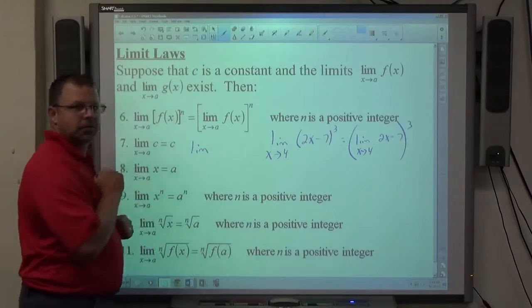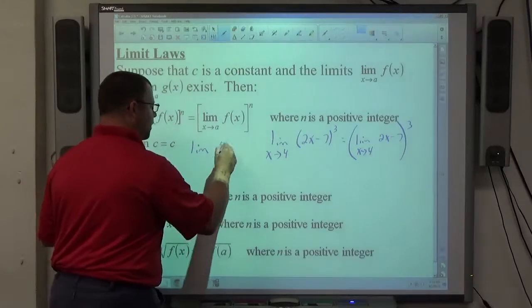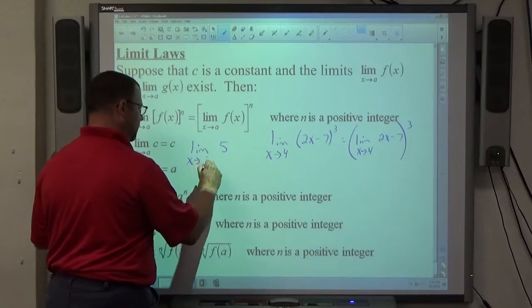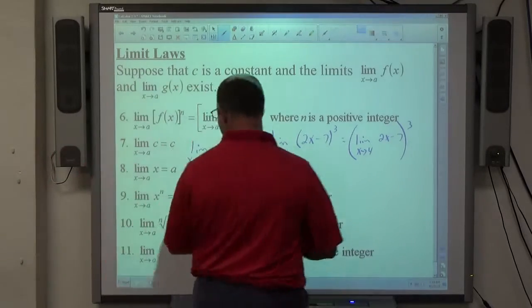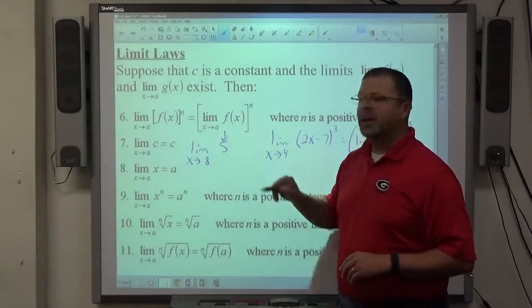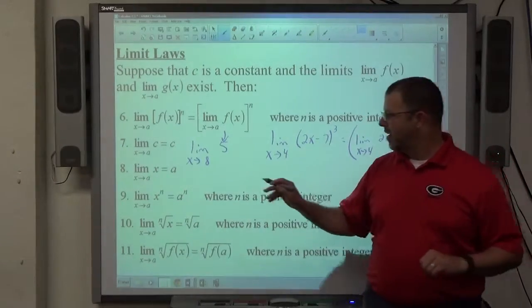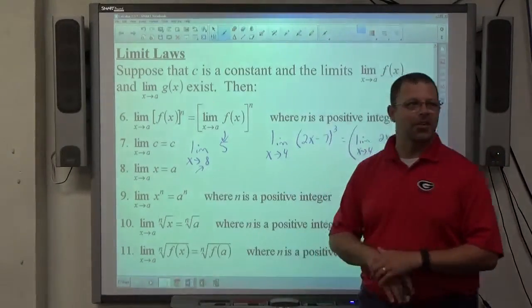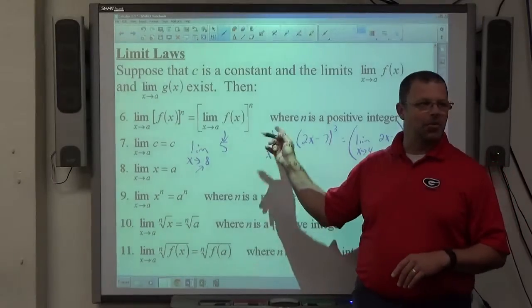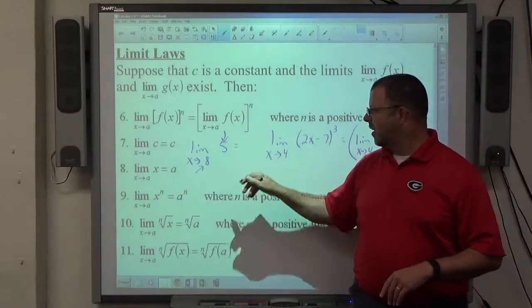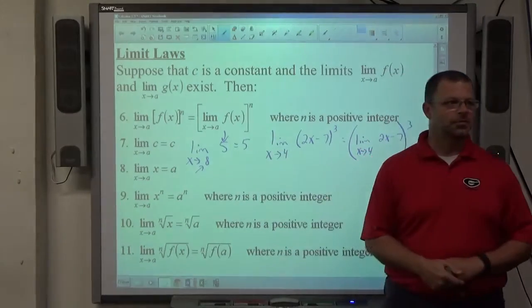Becky, pick a number. 5. Logan, pick a number. 8. If this is a number, any number whatsoever, and this is any number whatsoever, doesn't matter what the numbers are, but if they're both numbers, the answer is whatever that number is.